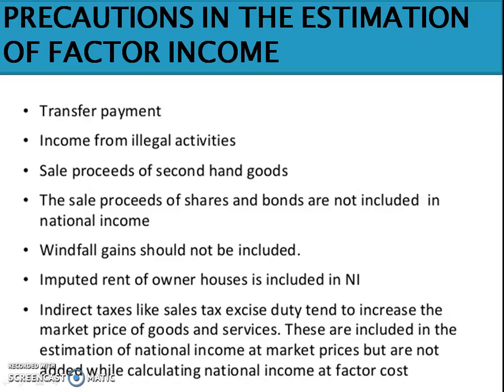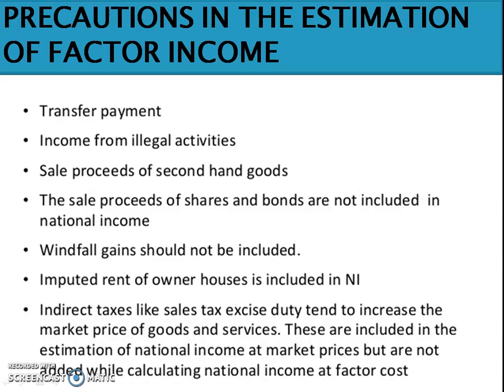Then, income from the sale proceeds of second-hand goods should not be included in national income accounting, as it is not contributing to the current flow of income. However, the commission charged by the broker on such a transaction should be included in the national income. Then, third one, any type of illegal income, for example the income of smugglers, black marketers, etc., should be excluded from the national income.